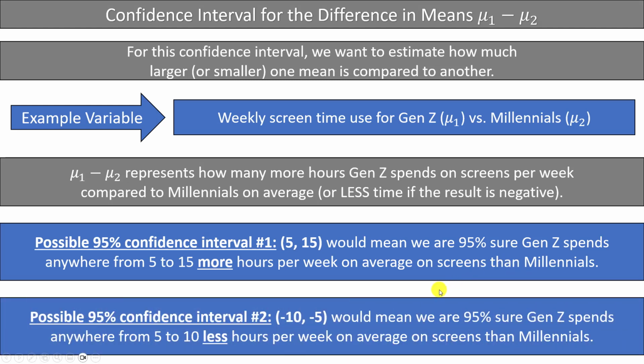Now, what if you had negative values in your confidence interval? Well, then you would just switch the word more to less. So then that would mean that we are 95% sure that Gen Z spends anywhere from 5 to 10 less hours per week on average on screens than millennials.